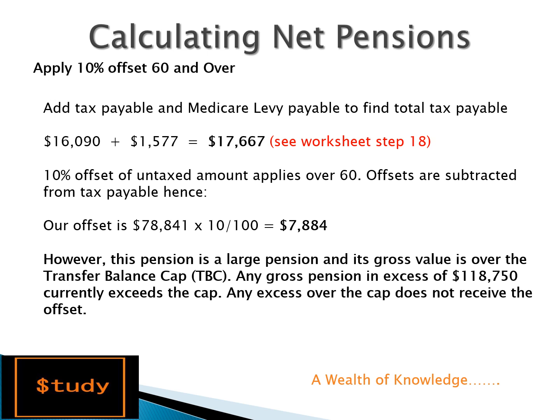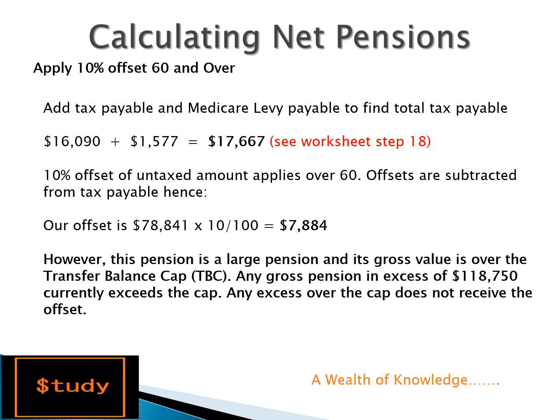But, this is the big but, this pension is a large pension. Its gross value is over this thing called the transfer balance cap. I am going to do sessions specifically on this topic a little bit later on, but for the time being, just understand that your pension is over a cap of $118,750, which is basically where anything above $118,750, the offsets do not apply.